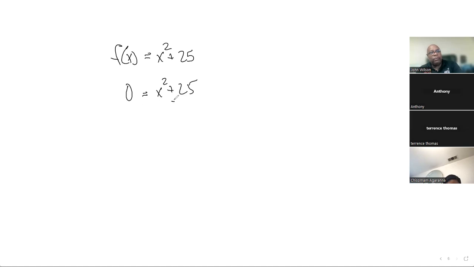Subtract 25 from both sides. Just remember, we can't factor it. That's a positive. If it was a negative, we could factor it, right? So then we get minus 25 equals x squared.